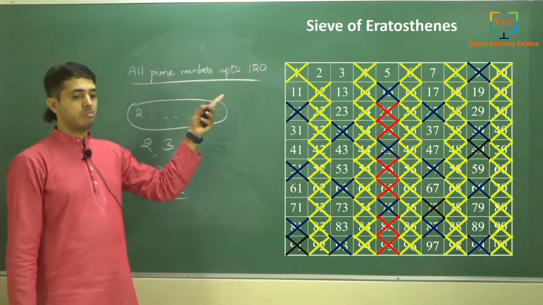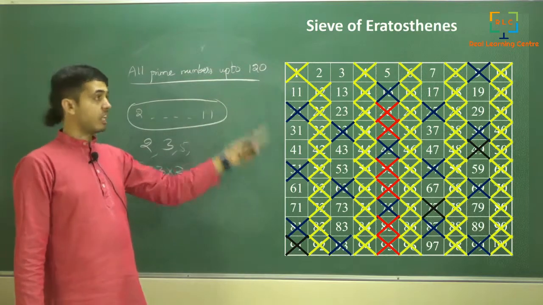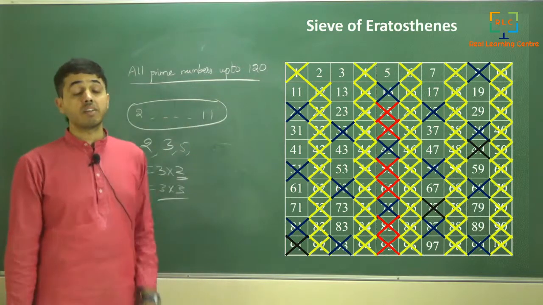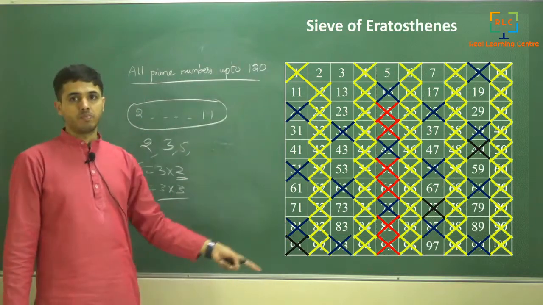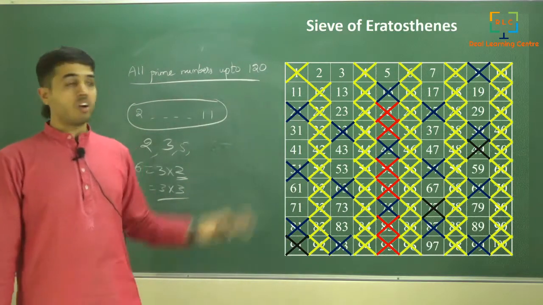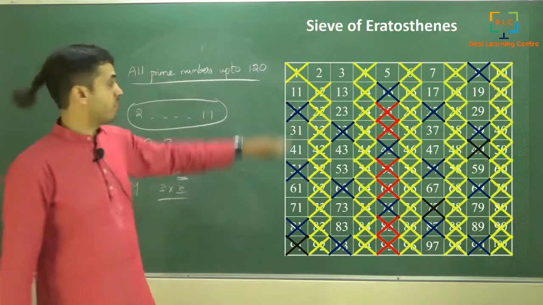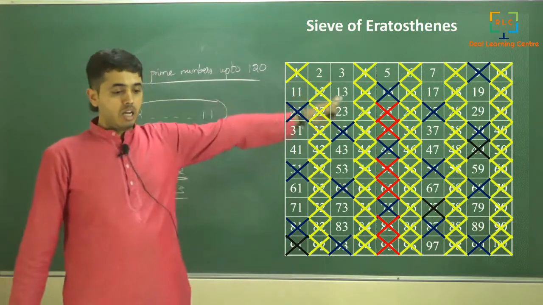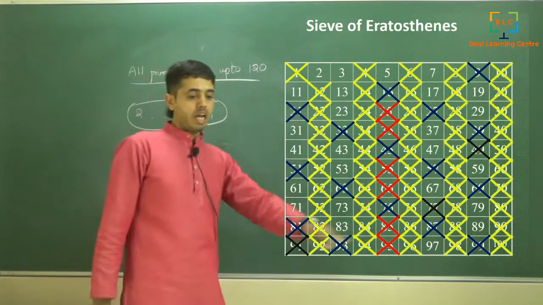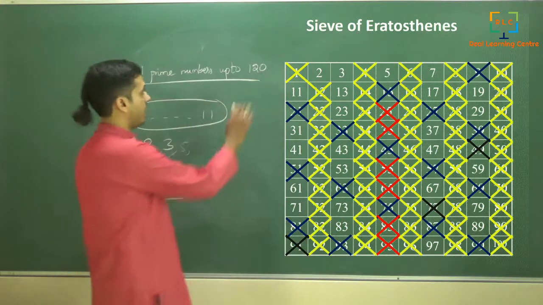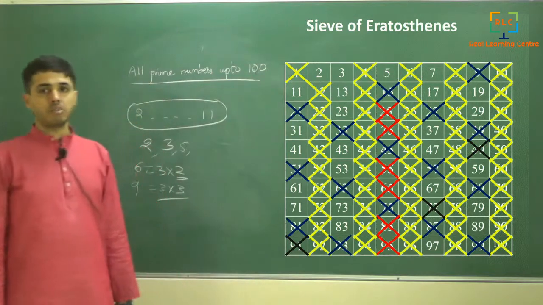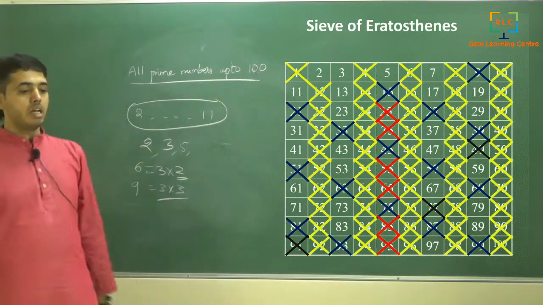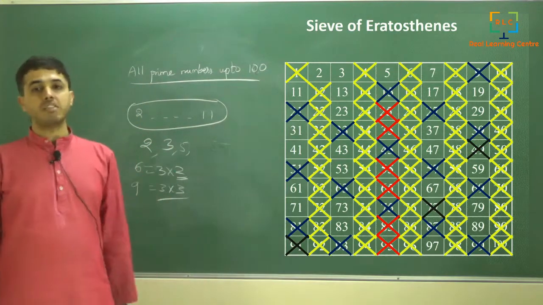Now what is my next number which is not yet ruled out? That is 11. And what is 11 square? 121. 121 is beyond my list. 120 is my last number. Hence, whatever number is remaining here, starting from 2 up to my last number, I have taken this example with only 100 numbers, not 120, sorry. So what is my last number here? My last number is 97.